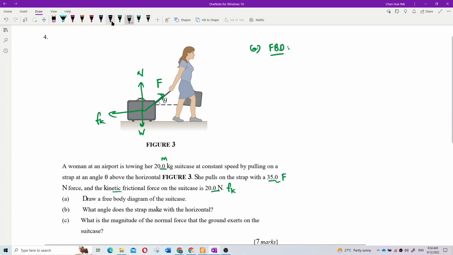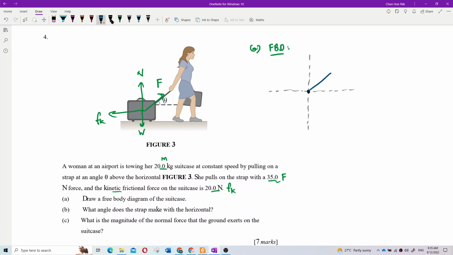Alright, so let me draw it. Point mass. Use pencil when you draw. The forces you can draw with pen, but it's recommended to use pencil so you can still rub off. If you use pen, then it's permanent. So draw a point mass there first, just a point mass only.